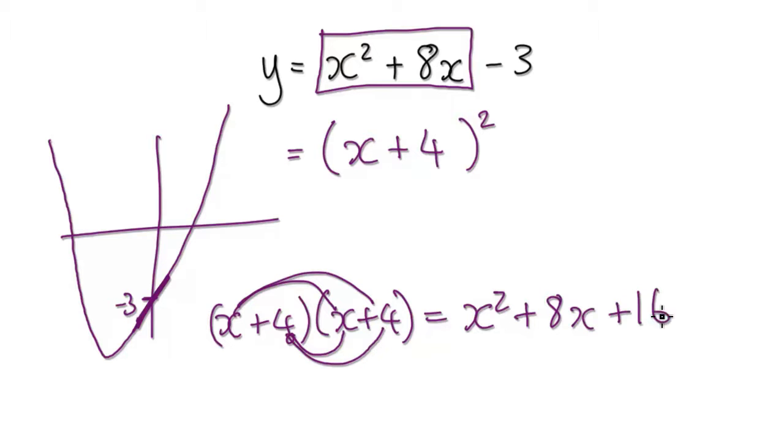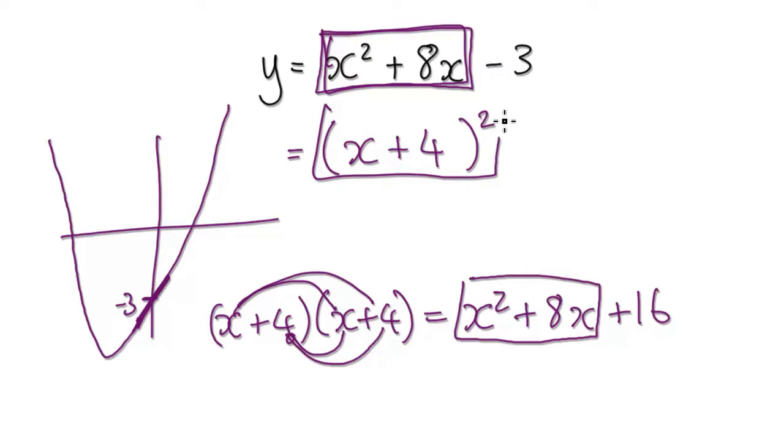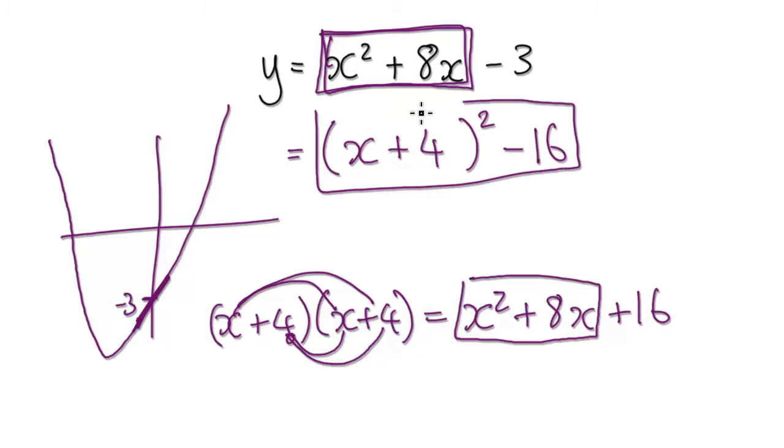But you don't want this 16. If you look at this, you want these two terms, and you've got these two terms here. But this thing will give you this whole thing, and you don't want this 16. So immediately take away the rubbish. The rubbish will be 16. So take away this 16. So this whole thing here would be exactly the same as this thing here.